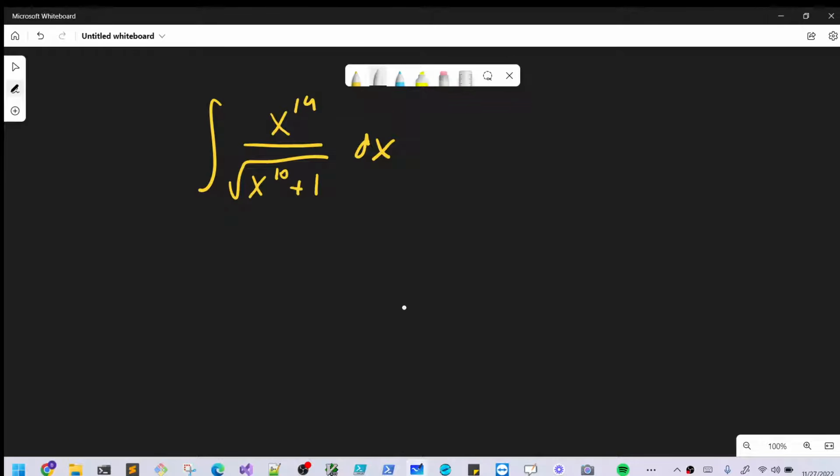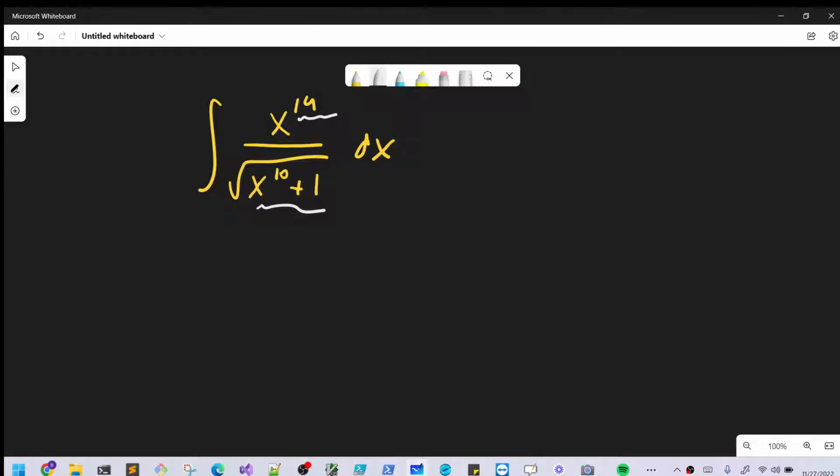Okay, we have on the board here today the integral of x to the 14th over the square root of x to the 10th plus 1 dx. And we've got a few issues. We have a kind of big power in the numerator, and we have a kind of messy denominator. So let's see if we can clean this up.